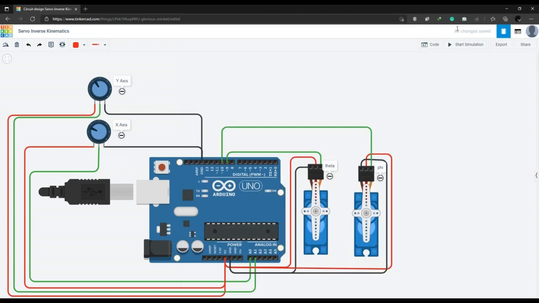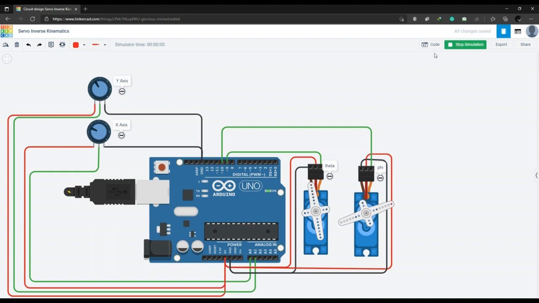So now let us run the simulation here. You can see it has automatically moved because I have already set the position of the potentiometer. On moving this potentiometer, we can clearly see both of them are moving. That is quite obvious because the position of the end effector is determined by the position of those two servos. So as we are changing the potentiometer value, the servos are rotating accordingly.